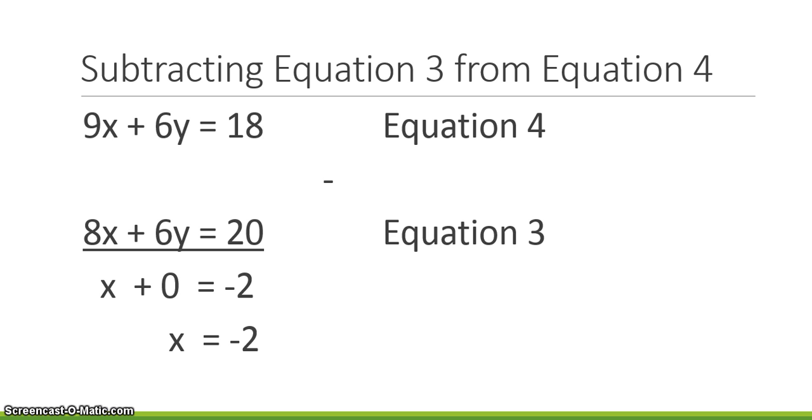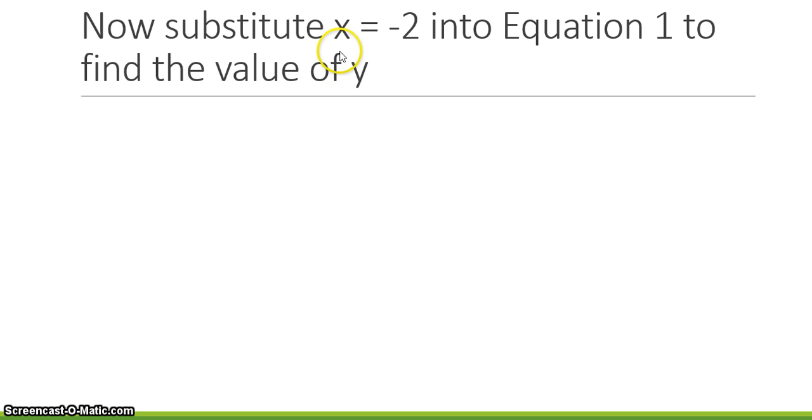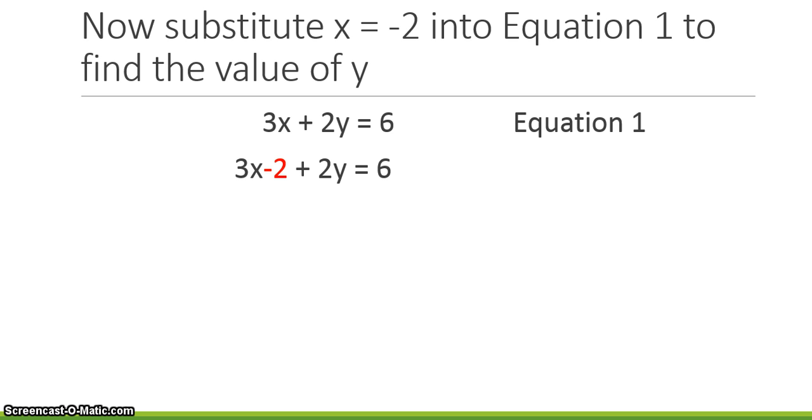Now that I have this one variable, I can substitute x is equal to negative 2 into equation 1 to find the value of y. Here is equation 1 as it originally looked. 3x plus 2y is equal to 6. But if x is equal to negative 2, it becomes 3 times negative 2 plus 2y is equal to 6. 3 times negative 2 is equal to negative 6. Negative 6 plus 2y is equal to 6.